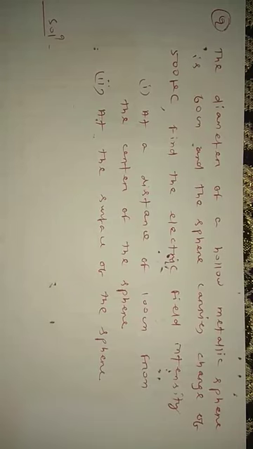So, one important question. The diameter of a hollow metallic sphere is 60 centimeter and the sphere carries a charge of 500 microcoulomb. Then find the electric field intensity at a distance of 100 centimeter from the center of the sphere and at the surface of the sphere.